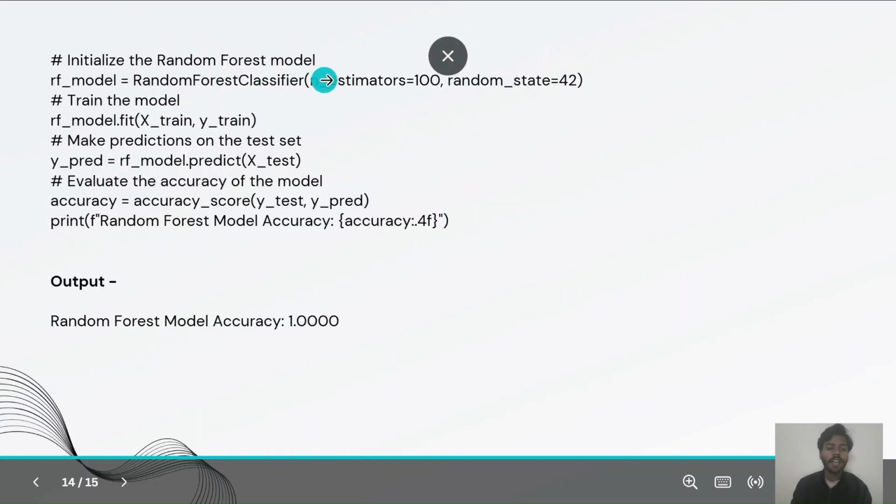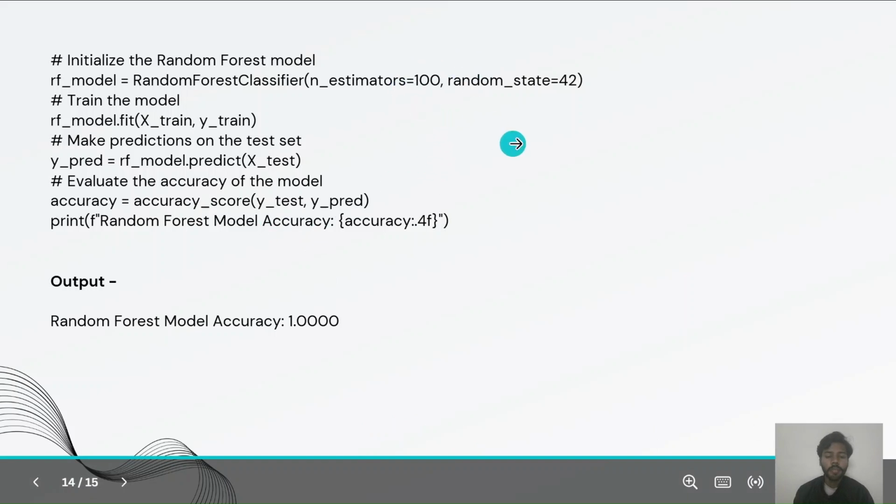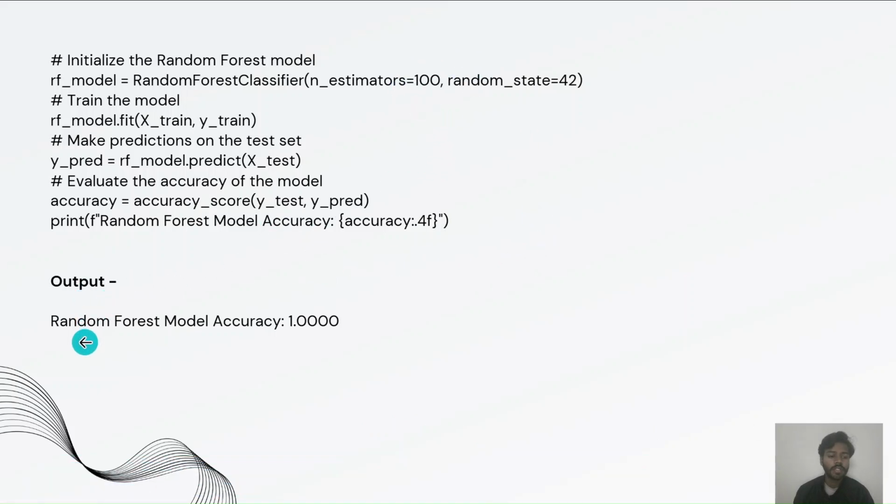Now initialize the random forest model. So how do we initialize the RF model? RandomForestClassifier, n_estimators is 100 and random state is 42. Now train the model. So rf_model.fit X_train and y_train. Now make predictions on the test set. So we use y_pred and assign rf_model.predict X_test. Now we evaluate the accuracy of the model. So accuracy we evaluate through accuracy_score, y_test and y_pred. Here we use print to show. So after implementation of that code, we get the output: random forest model accuracy is 1.0000, as you can see.